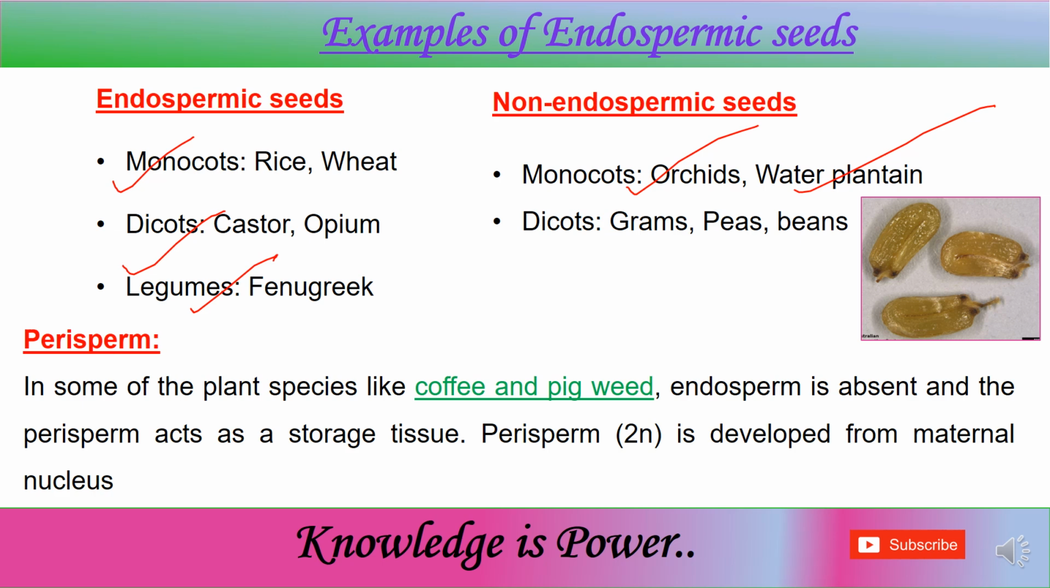And sometimes we come across words like perisperm. What does perisperm mean? In coffee and pigweed, endosperm is generally absent. In such cases, the perisperm acts as a storage tissue. This perisperm is generally diploid in nature and is derived from the maternal nucellus.